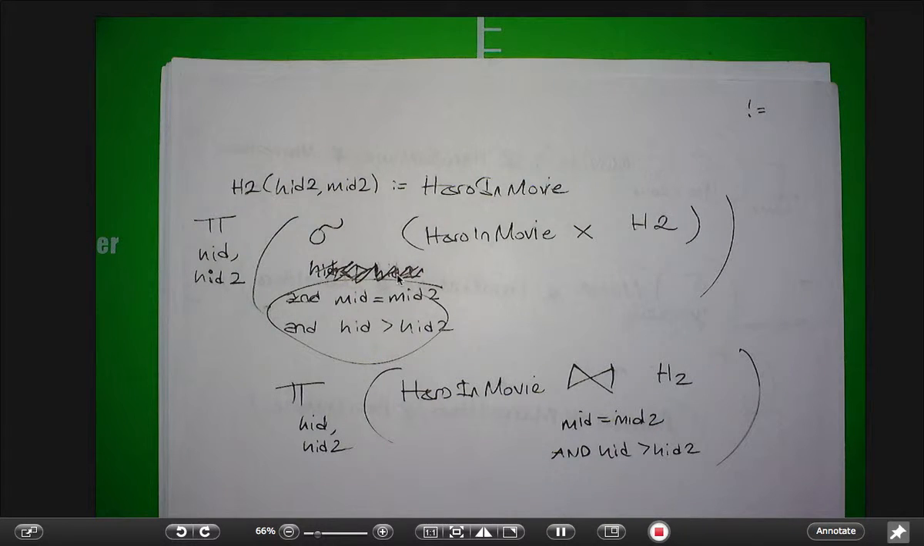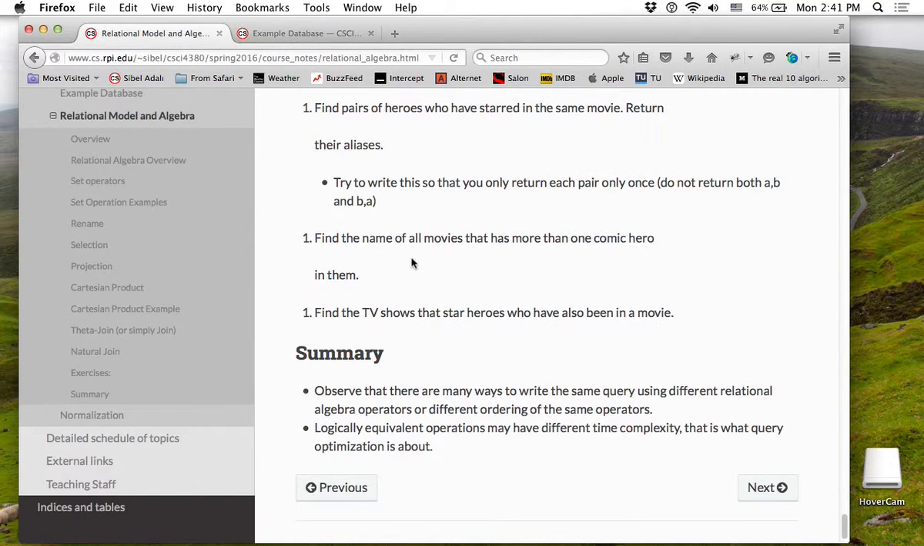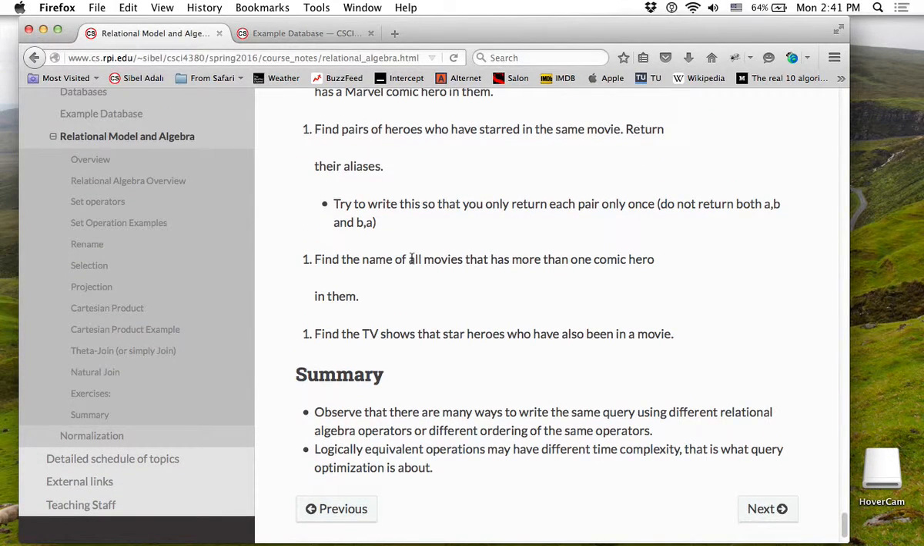All right, I have one more that is put right after this for a purpose. So now think for again 1 second. To find the name of all movies. Okay, so the name is not yet important. You can just join later to find the name. First, find the ID of all movies that have more than one comic hero in them. Think about that for a second, and then we'll write that down.